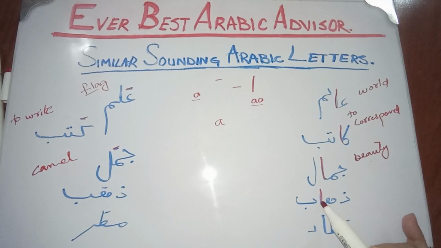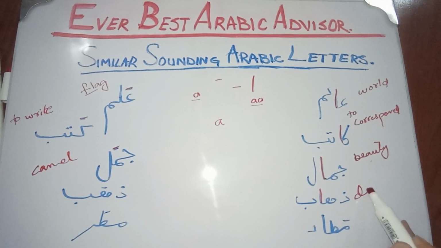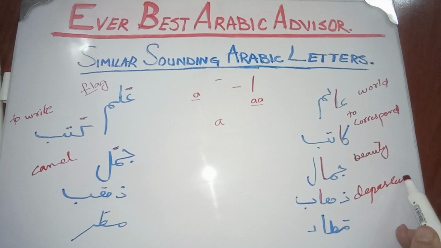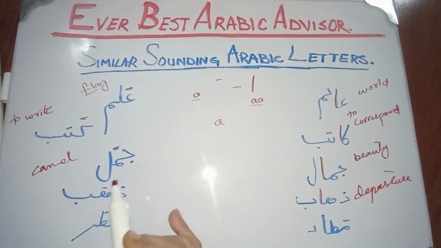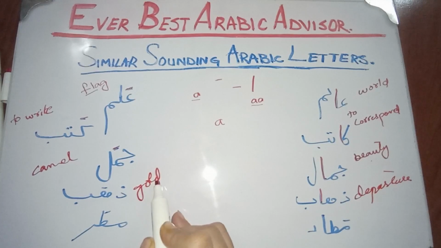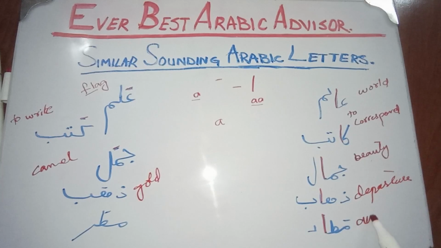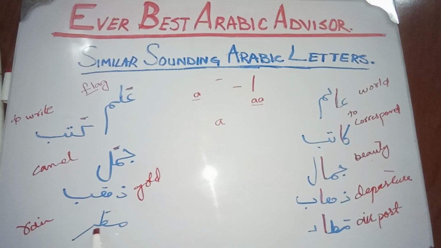Zahab, when ha has alif, Zahab, departure. Zahaba, gold. Matar, ta has alif, Matar, airport. Matar, rain. Matara or matar: ta has fatha, ha has fatha. Zahaba, gold. Matar, rain. Matar, airport. So this is the difference between phonics.